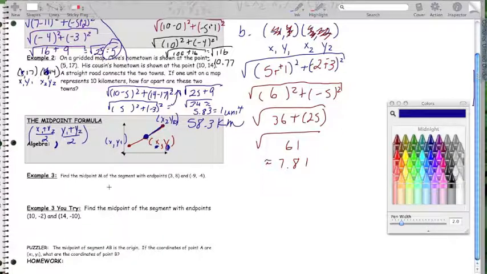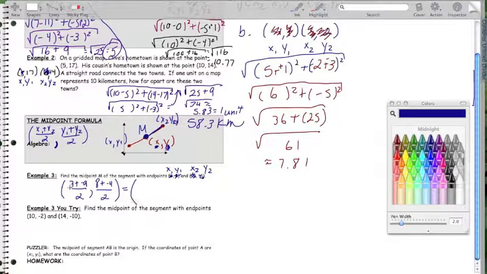Okay, example 3. Find the midpoint M of a segment, call that M, with endpoints 3, 8, and negative 9, negative 4. So I'm going to call x1, y1, x2, y2. And I'm going to go to my formula. It's going to be x1 plus x2, so it's going to be 3 plus negative 9 divided by 2. Then my y1 plus y2 is going to be 8 plus negative 4 divided by 2.